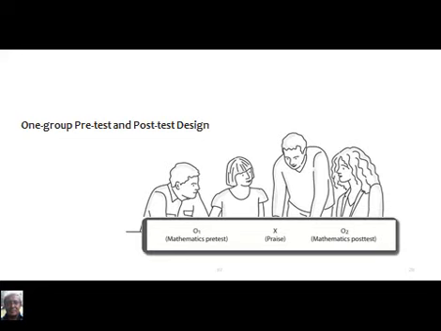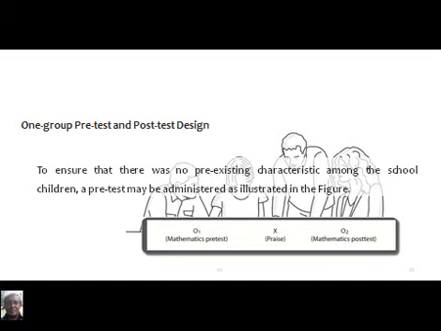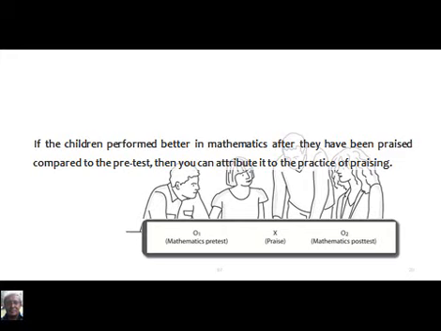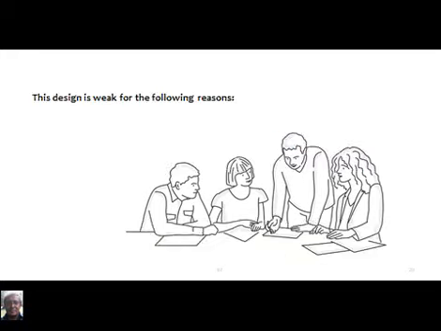One group pre-test and post-test design. To ensure that there was no pre-existing characteristic among the school children, a pre-test may be administered as illustrated in the figure. If the children performed better in mathematics after they have been praised compared to the pre-test, then you can attribute it to the practice of praising. This design is weak for the following reasons. A. Maturation. B. Testing.